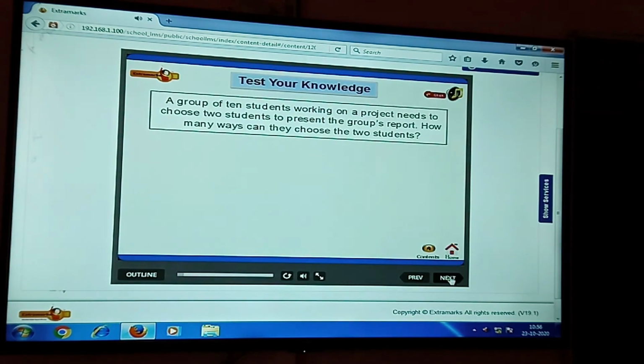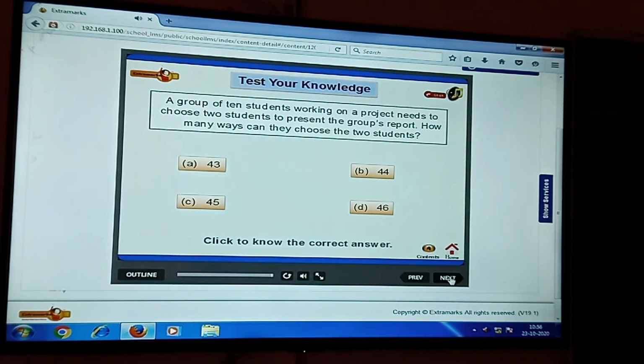Let us find the correct answer for the given question. A group of 10 students working on a project needs to choose 2 students to present the group's report. How many ways can they choose the 2 students? A. 43, B. 44, C. 45 or D. 46. Click to know the correct answer.